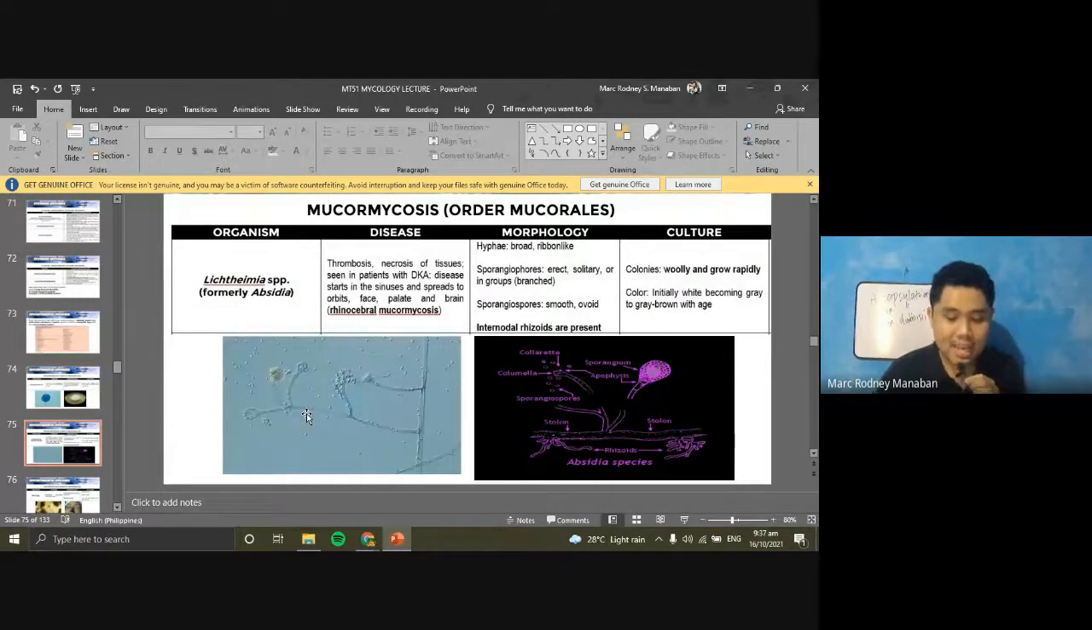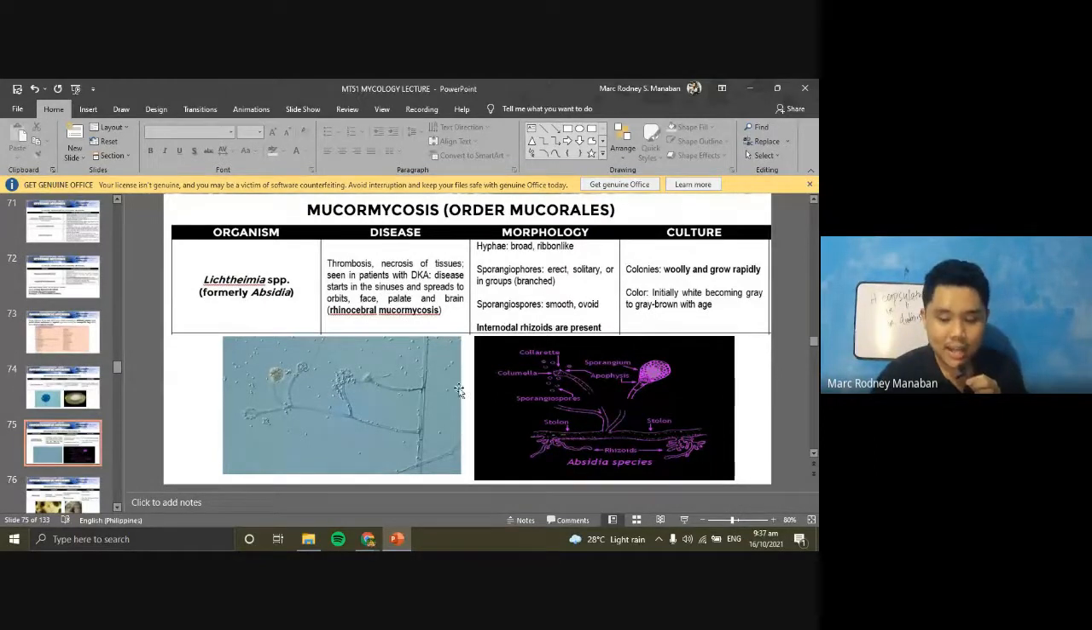Next, you have your Lichthymia or Absidia. The old name is Absidia, but now it's known as Lichthymia. Again, it can cause thrombosis and necrosis of tissues. It's seen in patients with diabetic ketoacidosis, and it can start in the sinus and spread to your orbits, face, palate, and brain, which causes rhinocerebral mucormycosis.